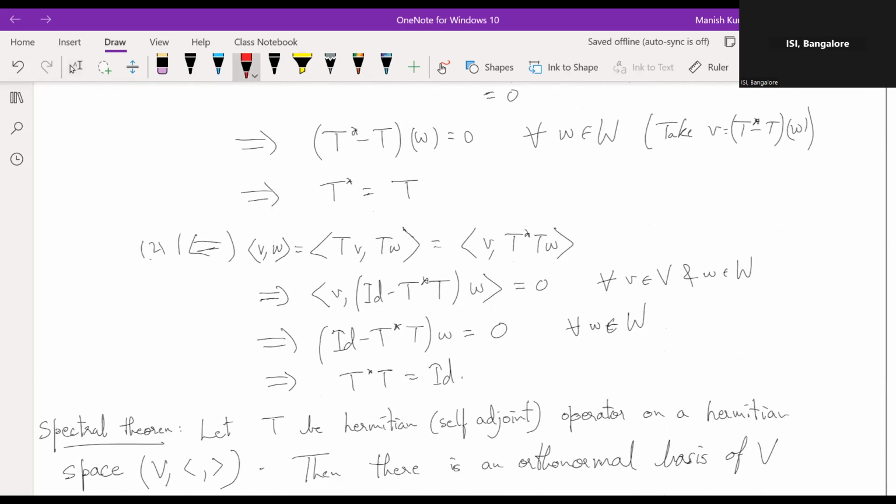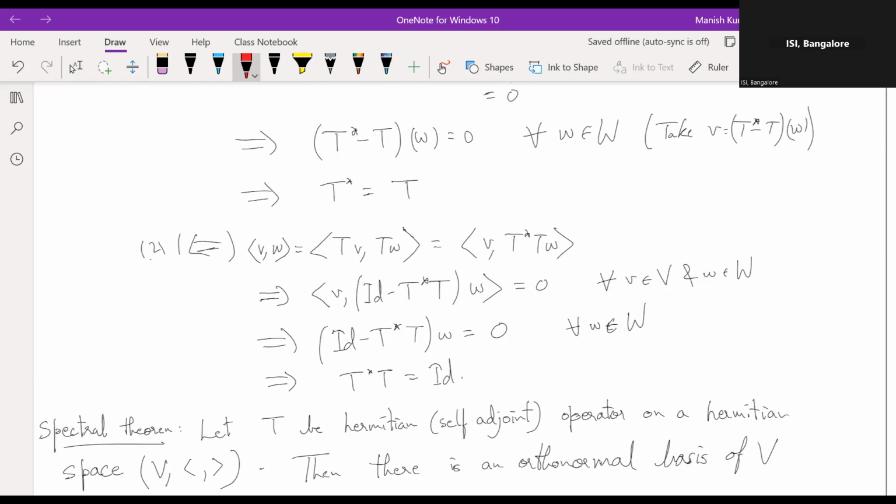So note <v, w> is the same as <Tv, Tw> by hypothesis. The first equality is hypothesis. The second equality is you are moving T to the other side, so it becomes T star. So this equality tells you, if you take the difference, then it's linear in the second variable, so it becomes <v, (identity minus T star T) w>. So it's w minus T star T w, but w I can write as identity of w, so it becomes this linear operator applied to w equals 0.